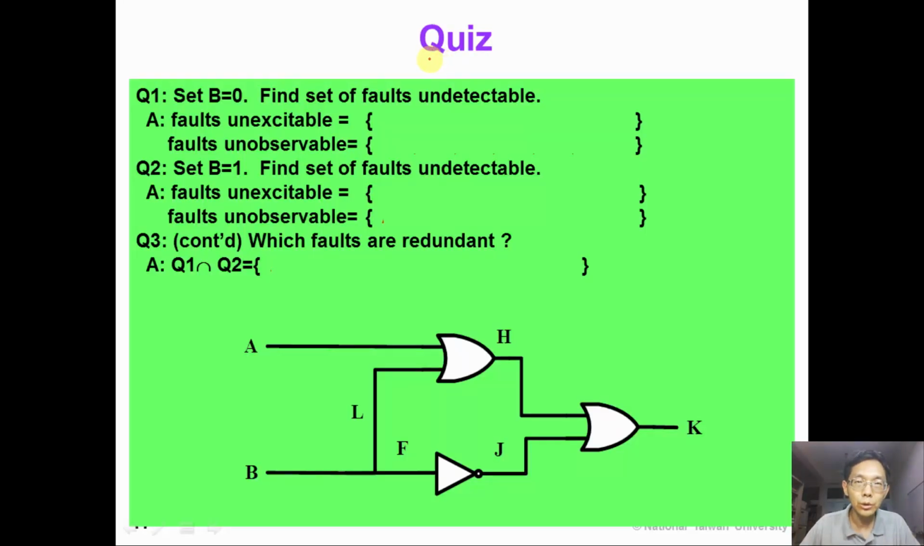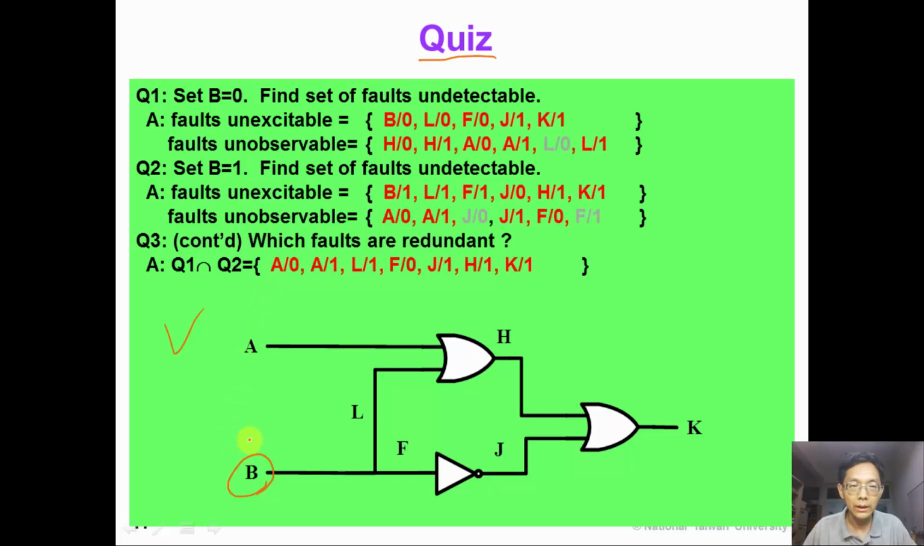Now it's time for you to work on this quiz. Given this circuit, please set the value of B to 0 and 1 and find which faults are redundant. Now please pause the video and work on this quiz. Now, have you finished yet?